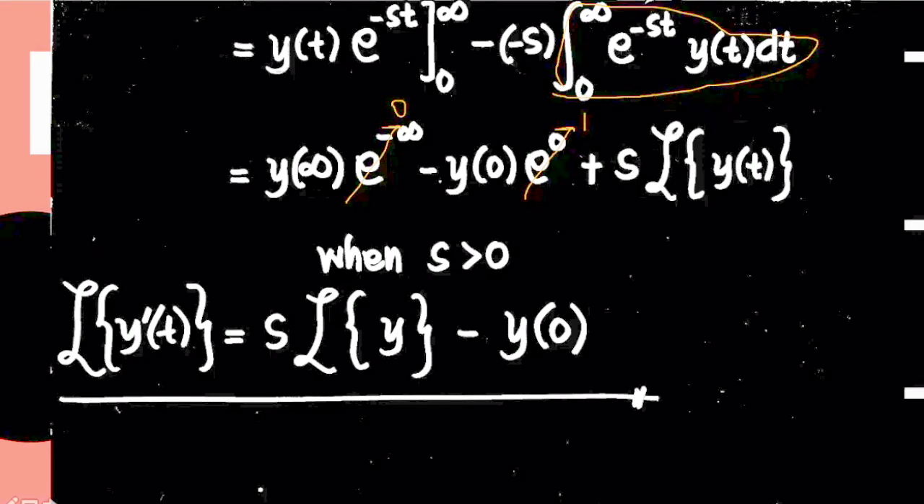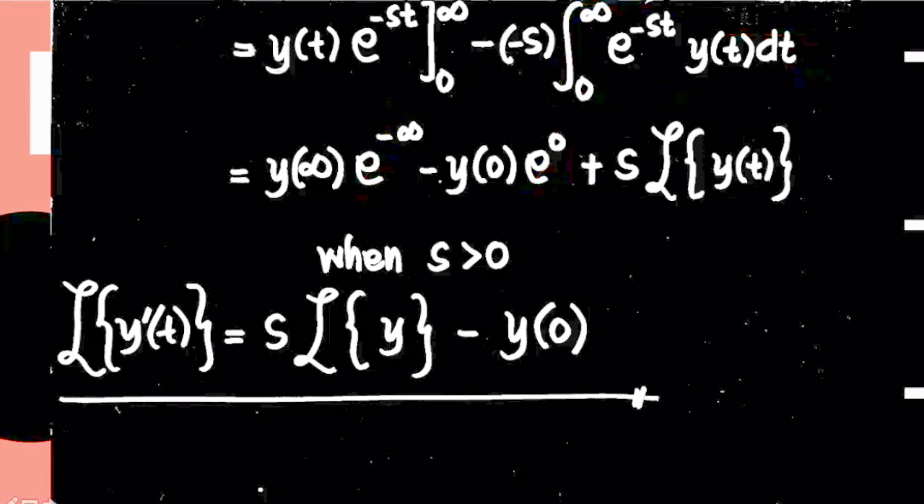This can be written as Laplace of y of t. So now we have this formula for the first derivative of y as a function of t equal to s times the Laplace of y. Take note that y is a function of t, so you may not write this. So Laplace of y minus y of 0, and this term right here, 0 times this, is equal to 0. So this is now our formula.